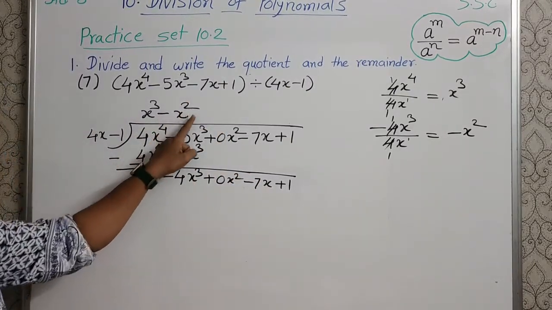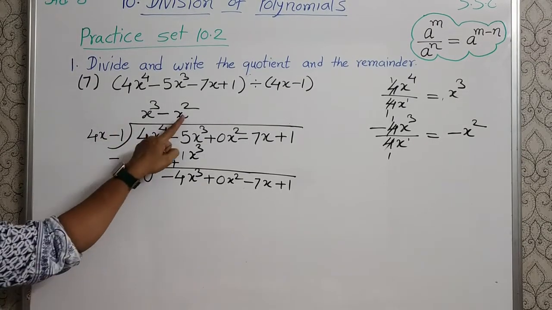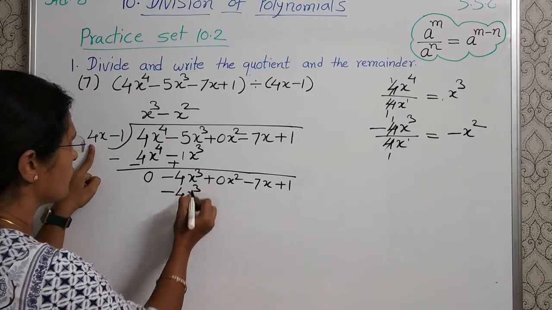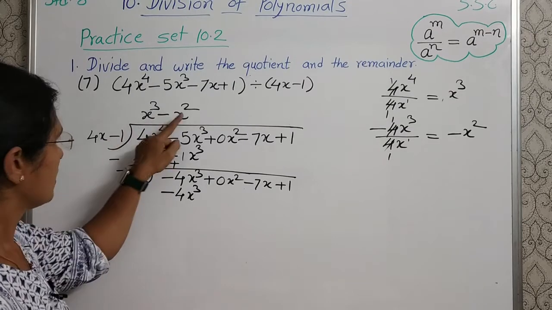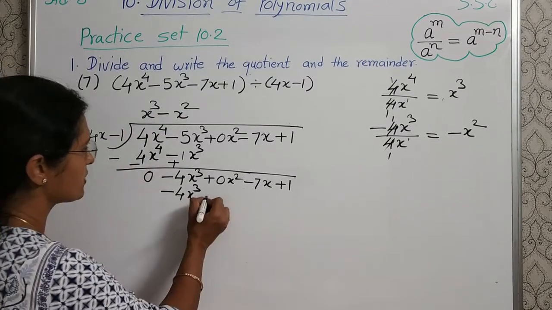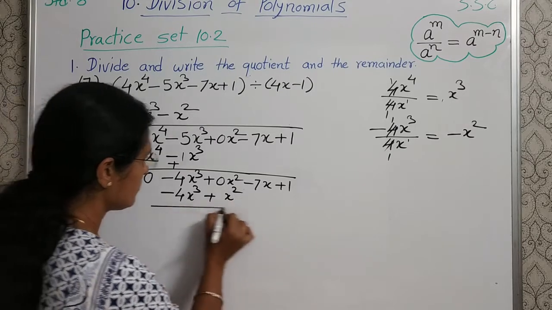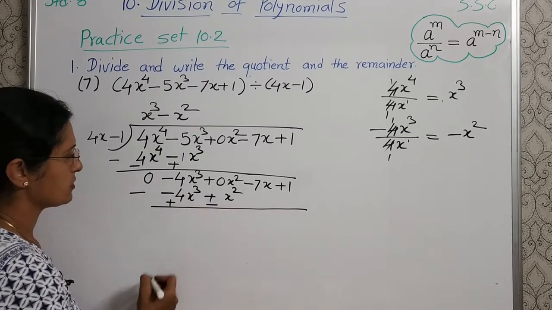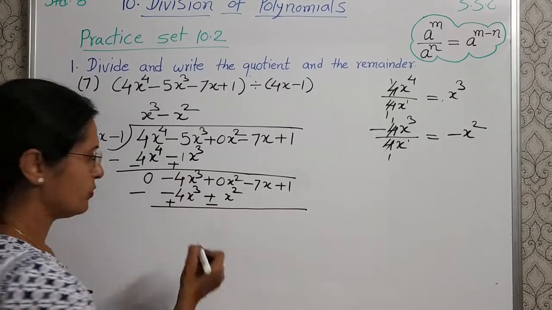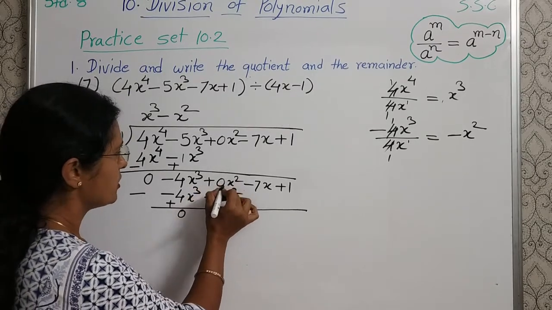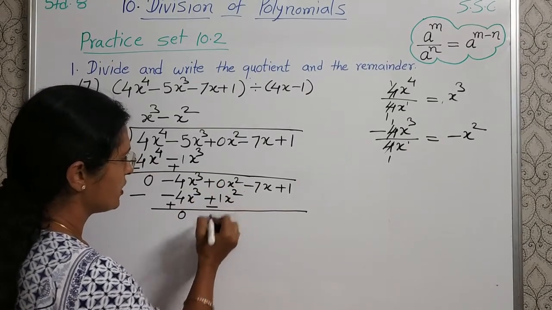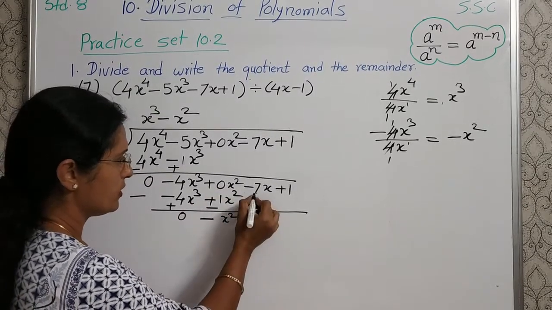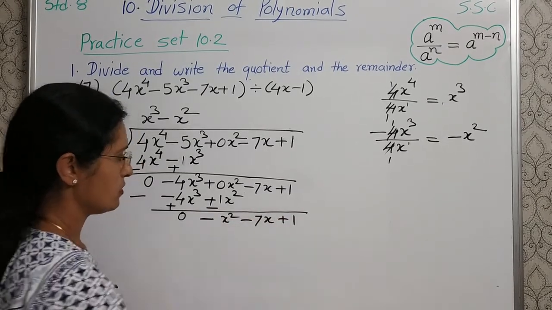Now multiply minus x square with 4x minus 1. So minus x square into 4x is minus 4x cube. Then minus minus plus, x square into 1 is x square. So plus x square right here. Now subtract, change the sign, minus will become plus, plus will become minus. Minus 4x cube plus 4x cube is 0, plus 0x square and minus x square, so it is 1x square. Plus 0 minus 1 is minus x square. Then minus 7x plus 1.